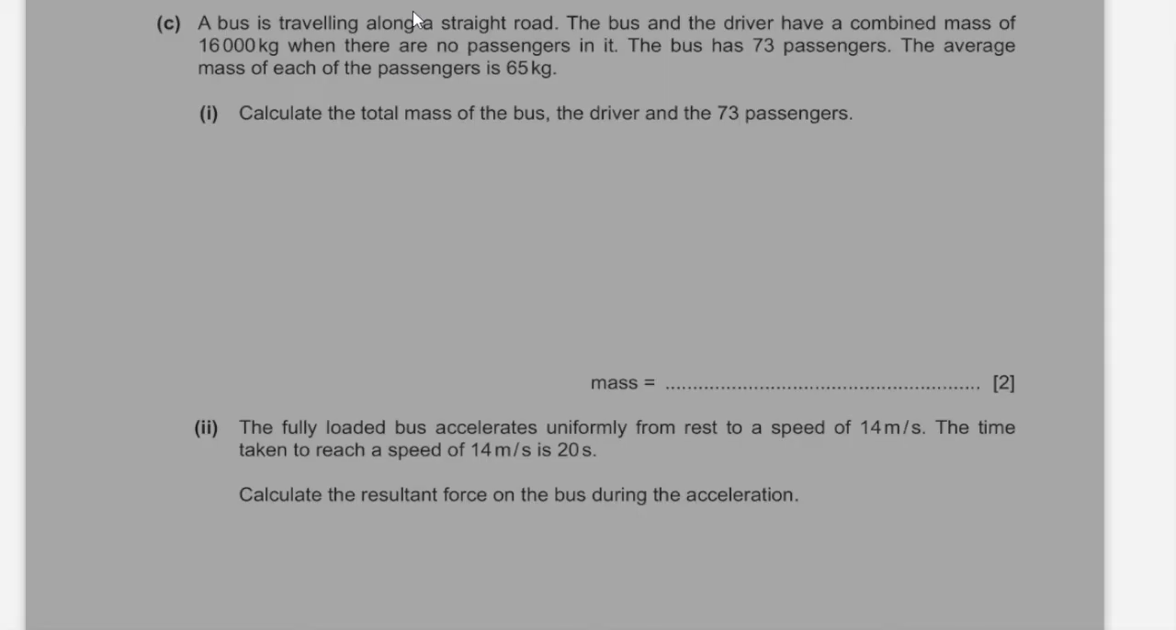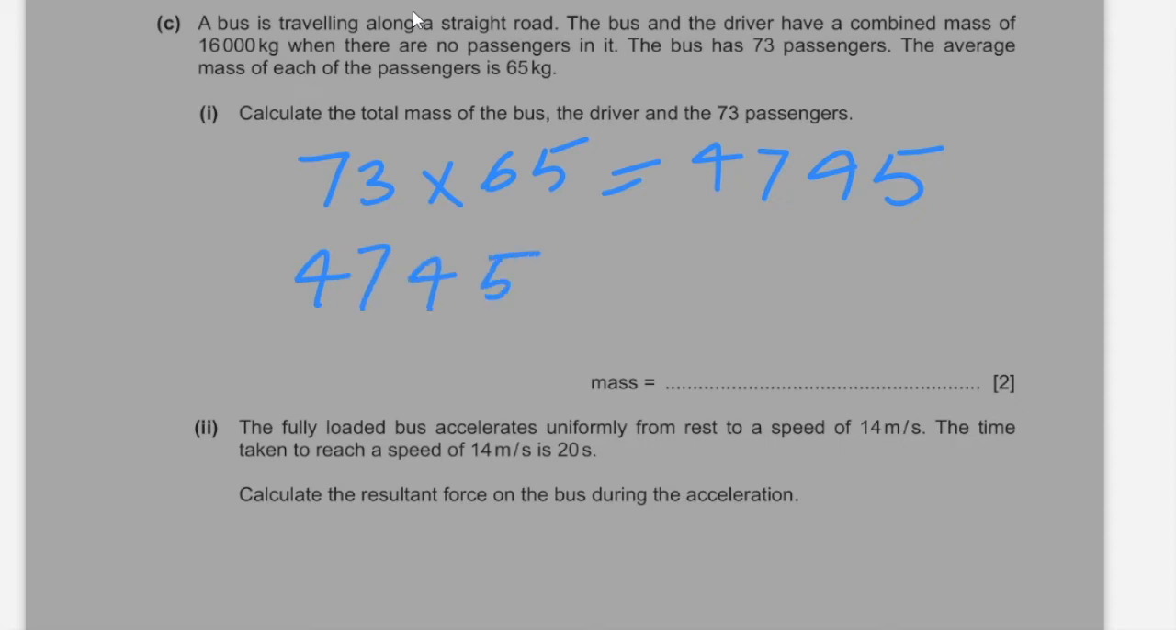Alright, so the mass of the 73 passengers is 73 into the average mass of every single one, which is 65, which is equal to 4,745. So the total mass is going to be the sum of 4,745 plus the mass of the bus and the driver, which is 16,000, which is equal to 20,745. Corrected to two significant figures, the answer is 21,000 kg.